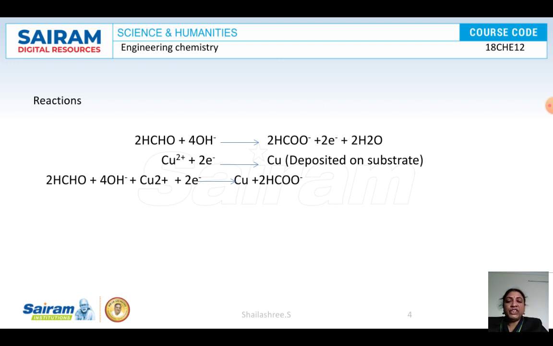So the overall reaction is that when formaldehyde reacts with the base and copper ions, the products formed are copper and acid. This is about the reactions. Here the electrons are given by formaldehyde, the reducing agent. Clear?